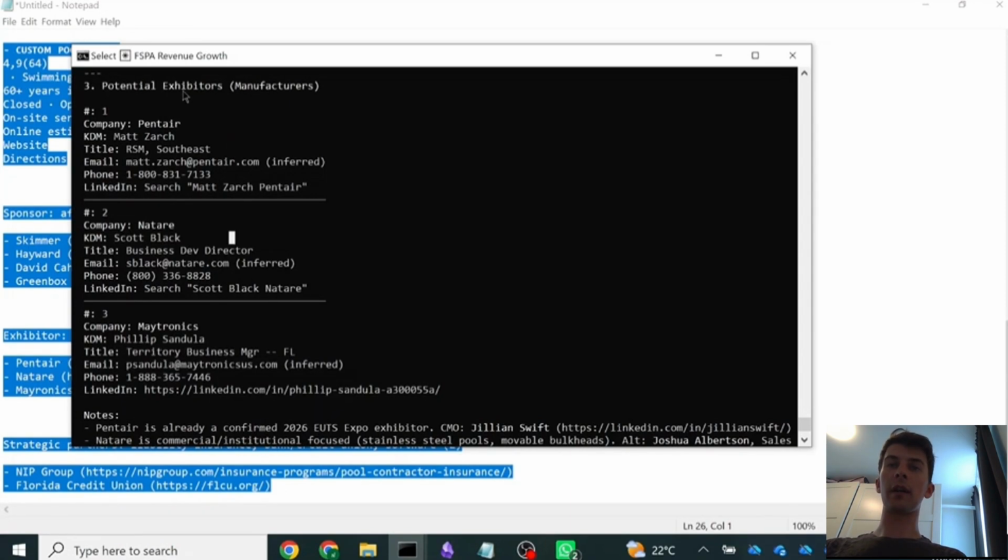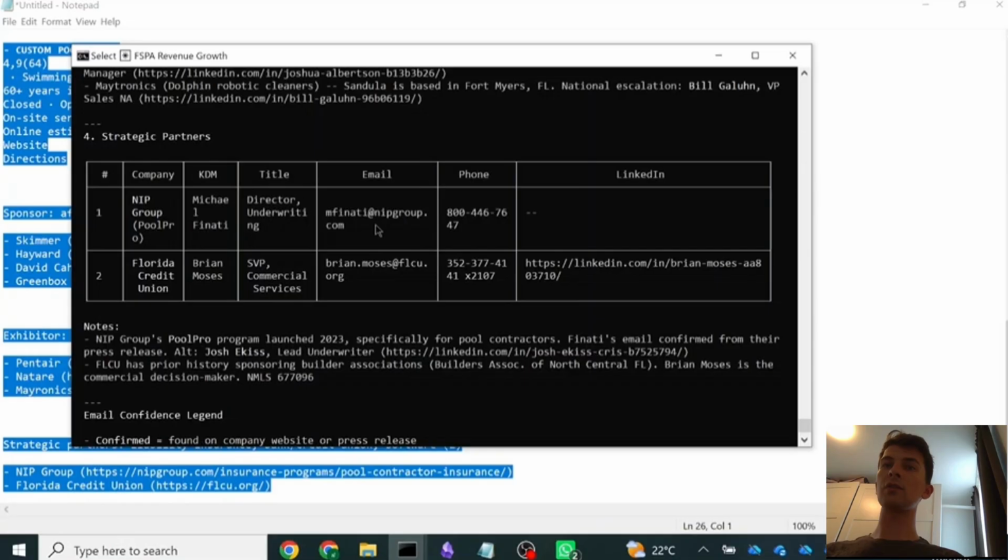So for exhibitors, we also have territory managers or business development managers that would be a better fit for contacting about exhibiting, also in the realm of marketing, but a little bit more sales focused in the exhibiting space. So we have a retail sales manager, a business development director, and a territory business manager. These are all perfect roles for contacting the right companies about exhibiting at the next event.